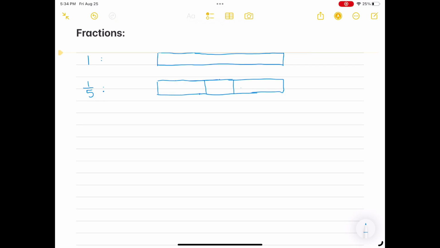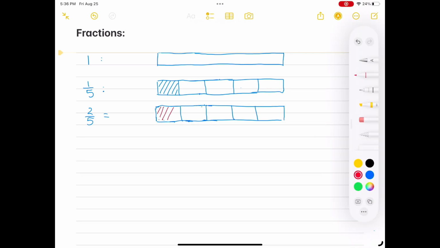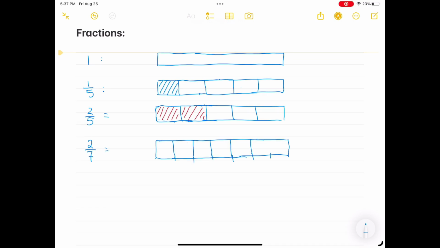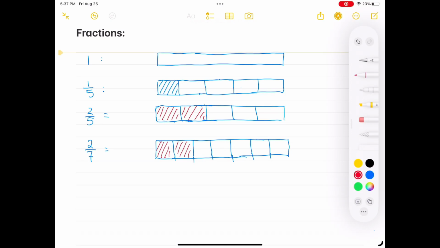I could show 1/5 by dividing that bar into 5 equal parts and highlighting one section. To show 2/5, I would divide that same bar into 5 equal parts and highlight 2 sections. To show 2/7, I would draw that same bar, divide it into 7 equal parts, and highlight 2 sections. The same idea works for any fraction you would want to represent.